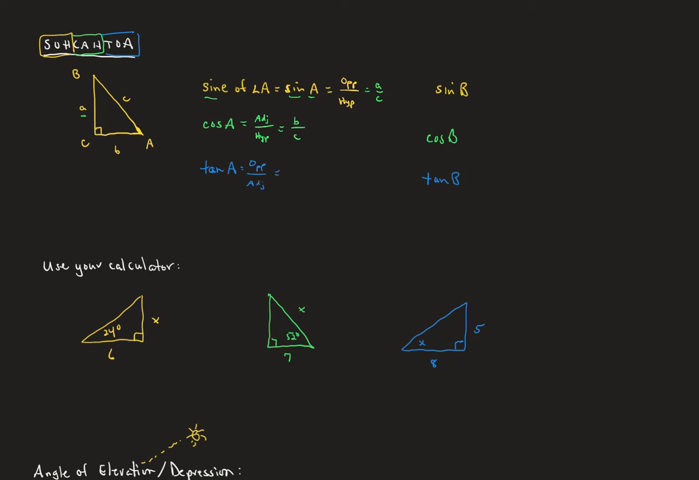And so for angle A, the opposite side is side A, and the adjacent side is side B. So there's our tangent of angle A. Now we can do the same thing for other angles.